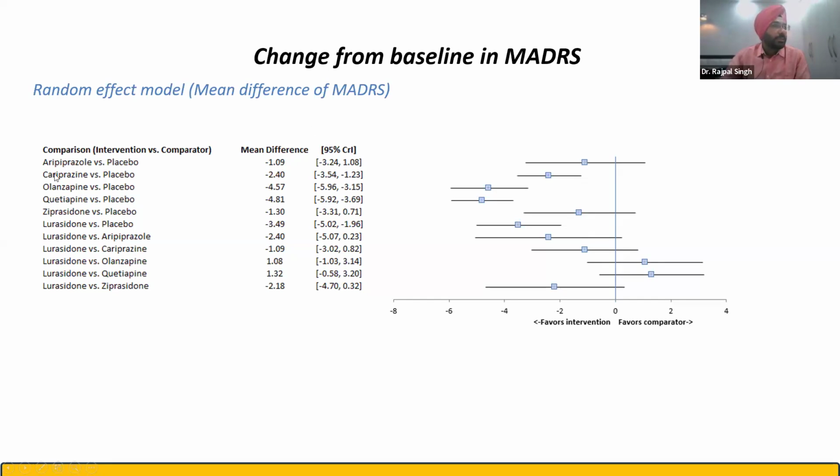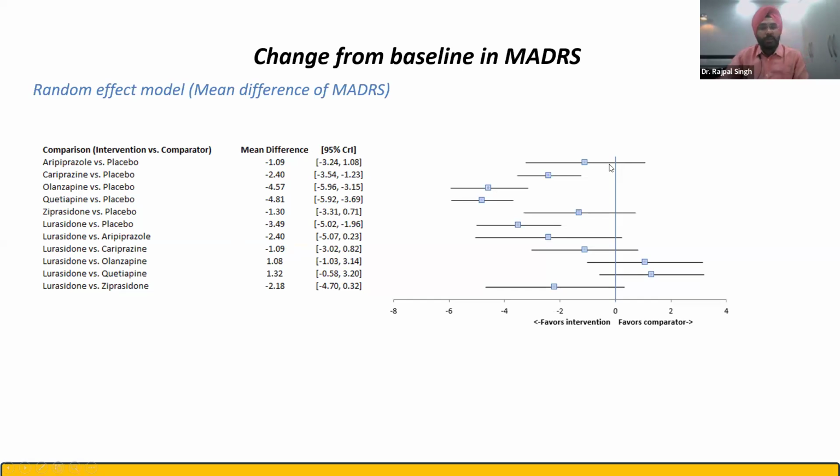Like we take another example, cariprazine versus placebo. Cariprazine is offering more reduction by 2.40 versus placebo for change from baseline in MADRS, meaning it is better than placebo. So this is basically to interpret which drug is better than which one, in which comparison. We can likewise have the analysis of lurasidone versus aripiprazole. Lurasidone is offering more reduction in MADRS as compared to aripiprazole because the box is here.